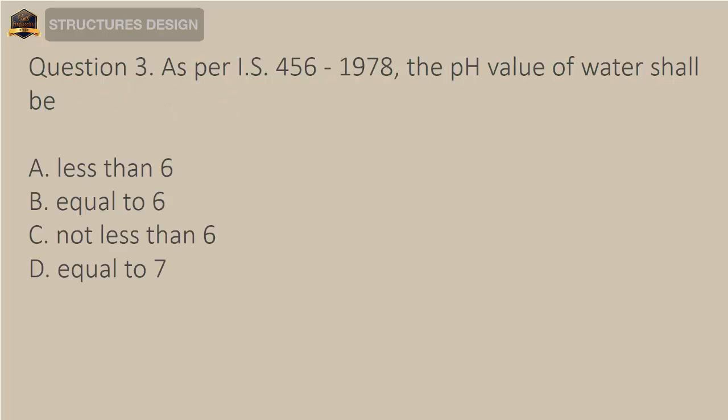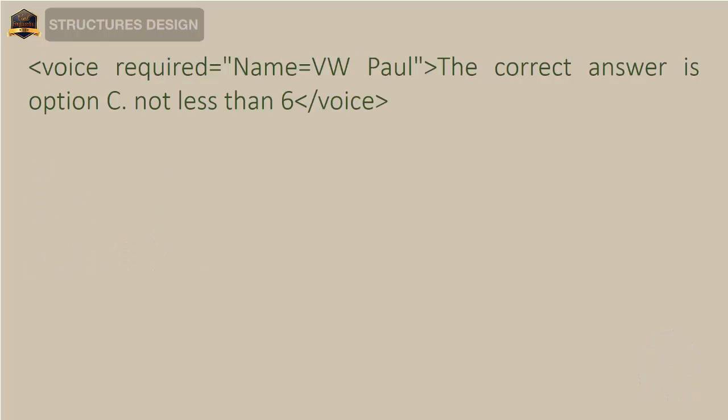Question 3. As per IS 456 to 1978, the pH value of water shall be A. less than 6, B equal to 6, C. not less than 6, D equal to 7. The correct answer is option C, not less than 6.